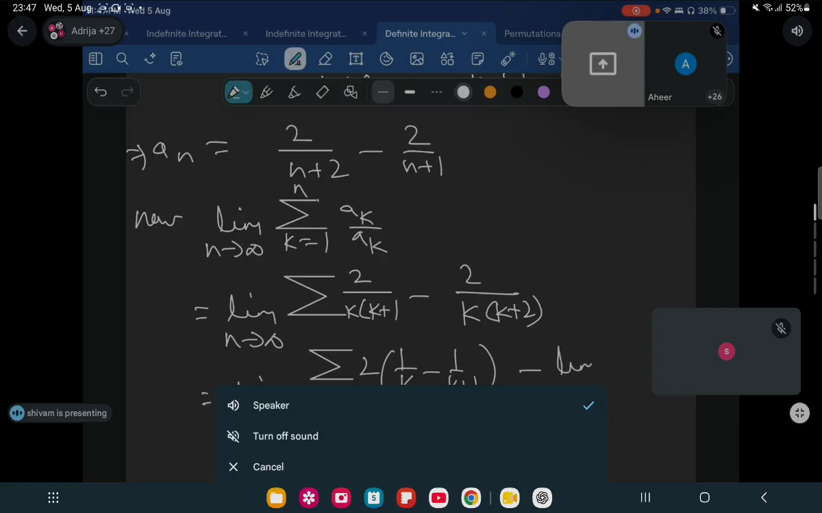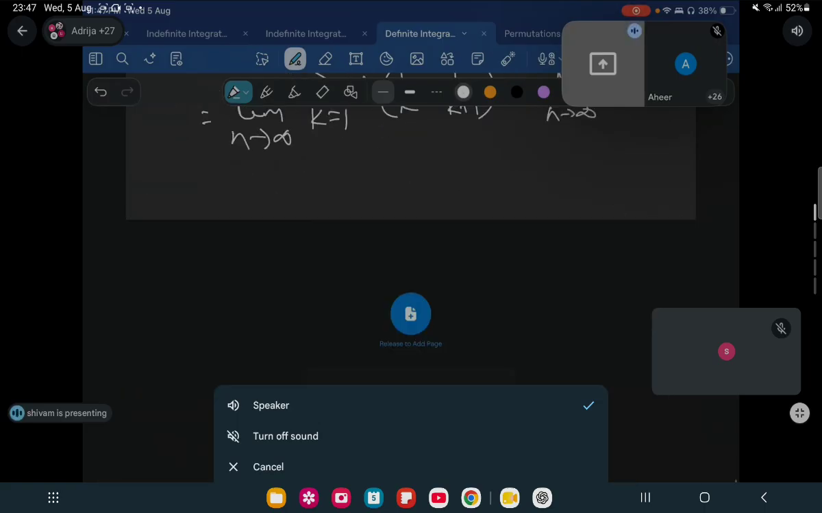Minus limit n tends to infinity, summation of k equal to 1 to n. Over here, the difference is 2. So it will become 1 by k minus 1 by k plus 2. Tell me, anyone having any doubt, you can ask me now.